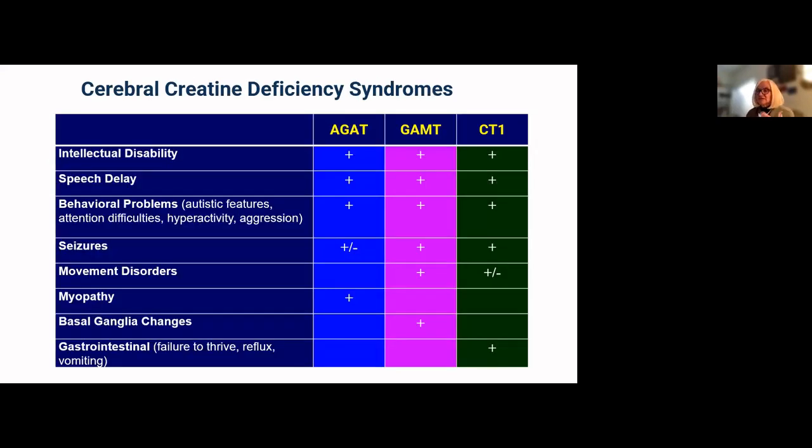So this table summarizes the main clinical features of cerebral creatine deficiency syndromes. And as you can see, all of them present very similar characteristics.